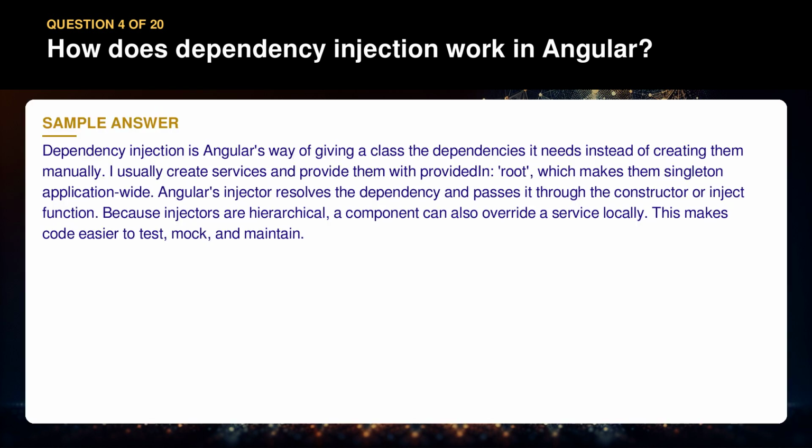Dependency injection is Angular's way of giving a class the dependencies it needs instead of creating them manually. I usually create services and provide them with providedIn root, which makes them singleton application-wide. Angular's injector resolves the dependency and passes it through the constructor or inject function. Because injectors are hierarchical, a component can also override a service locally. This makes code easier to test, mock, and maintain.